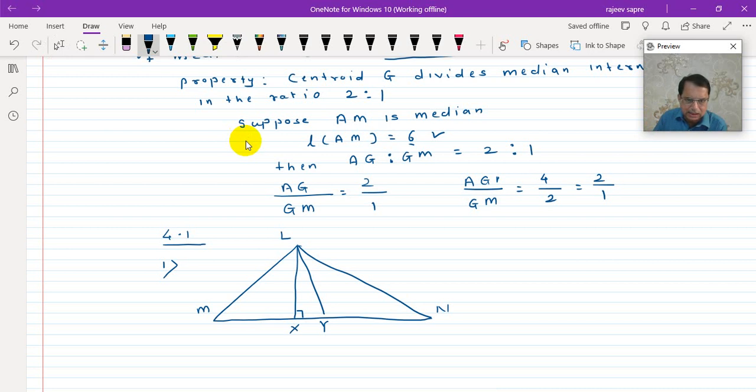So this LX is perpendicular. I will explain it here. LX is perpendicular to what? MN, and as it is perpendicular, LX is the altitude. LX is altitude.